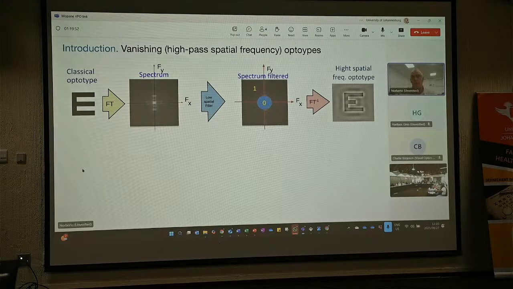It's also called the high pass spatial frequency optotype. How can we eliminate the low spatial frequencies in a classical optotype? Well, it's quite easy. We can do the Fourier transform, filter the spectrum, avoiding the lowest spatial frequencies, and then come back to the spatial domain using the inverse Fourier transform. Then this optotype has only high spatial frequencies. And this is nothing really new.